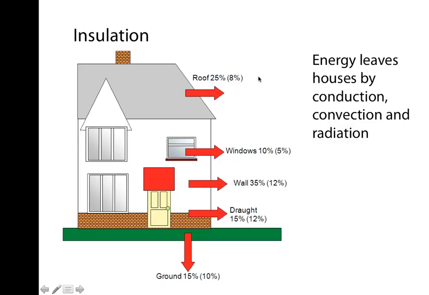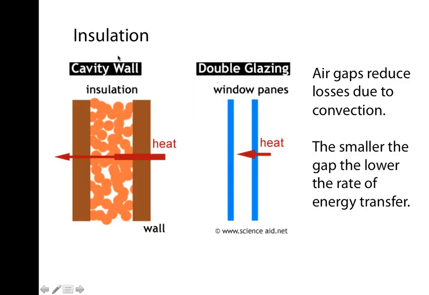If you want to stop heat transfer, that's insulation. Here's a diagram of a house which shows different forms of heat transfer and places that the heat is transferred. How can we stop some of that heat transfer? Well, for example, windows, double glazing. Instead of having a single pane of glass, you have two panes of glass. Why? Because it has to conduct, then it has to convect, then it has to conduct again.